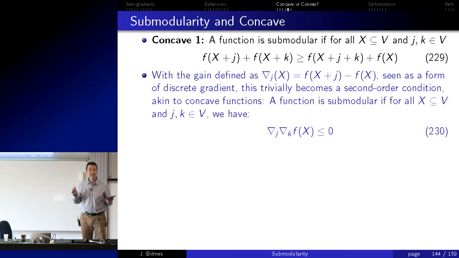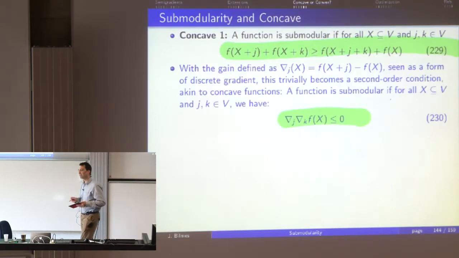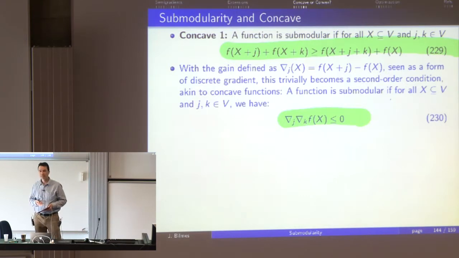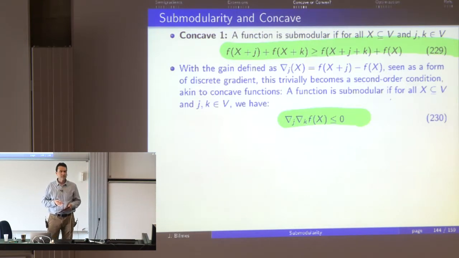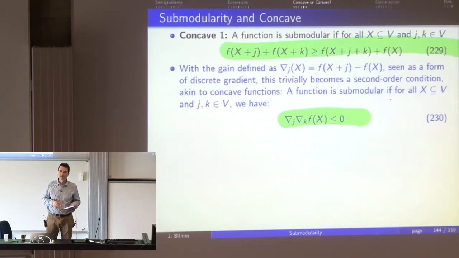So if we reorganize this and we use the derivative notation for the gain, it turns out that that condition up here, equation 229, is identical to negativity of a form of second derivative. So what functions have the property that if their second derivative is everywhere negative? Concave functions. And so therefore, when you take the derivative form of these discrete functions, the second discrete derivative is always negative. So therefore, submodular functions are like concave in this way.